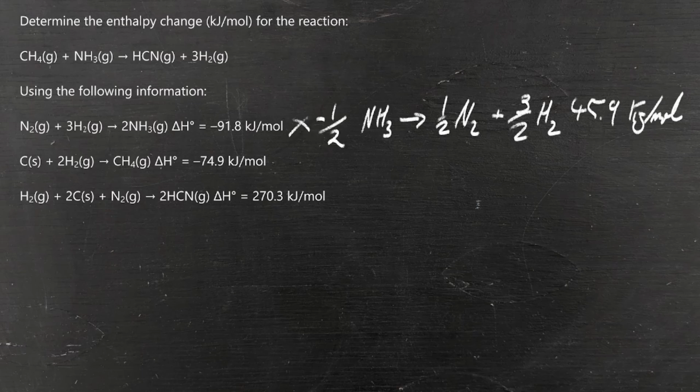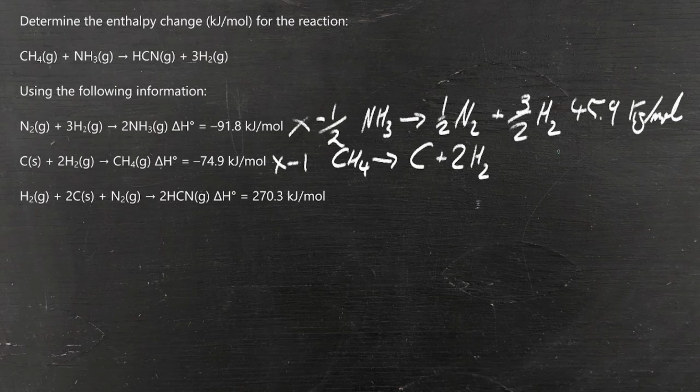For the next bit of information we've been provided, we have carbon reacting with hydrogen to produce methane. It has methane as a product. Our main reaction of interest has methane as a reactant. But this time the stoichiometry is correct. So we're just going to multiply by -1 to reverse the order of the reaction, giving us methane going to produce some carbon plus 2 hydrogen molecules. And because all we've done is reverse the order of the reaction, all we have to do is reverse the sign for the energy change.